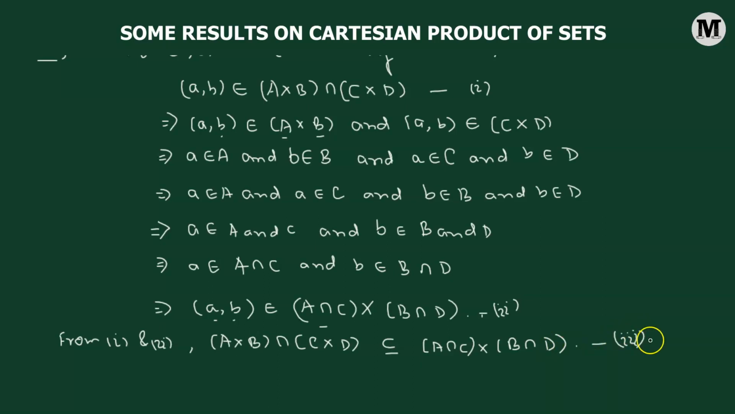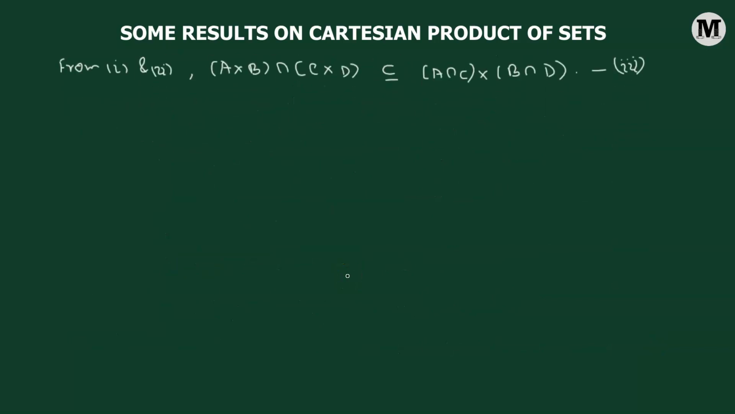Now, next we will try to show that this right hand side set is also a subset of the set on the left hand side. So now we will be considering another arbitrary element. Let that arbitrary element be x comma y. So let x comma y belong to the set A intersection C, the Cartesian product with B intersection D.